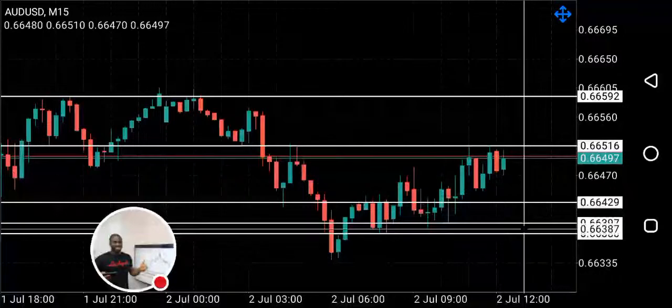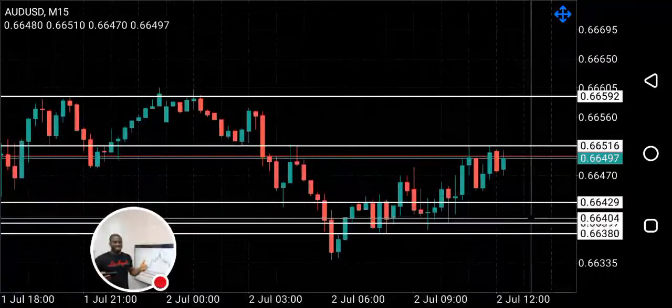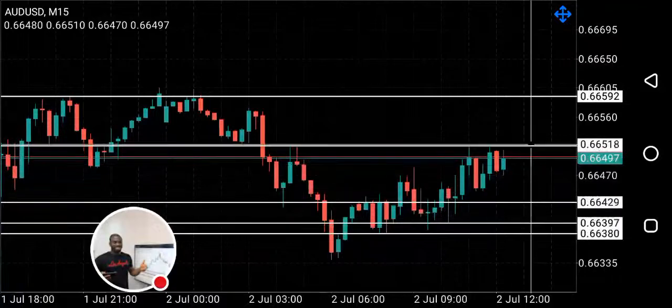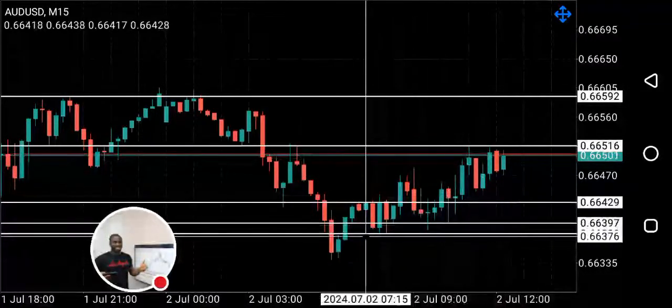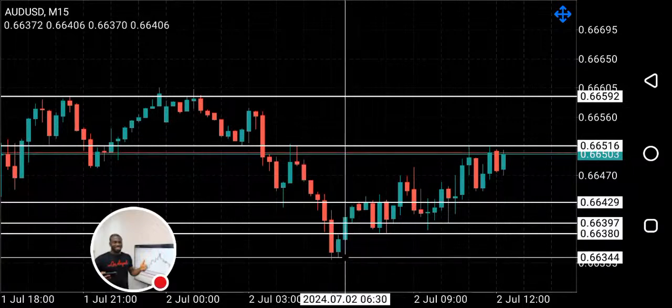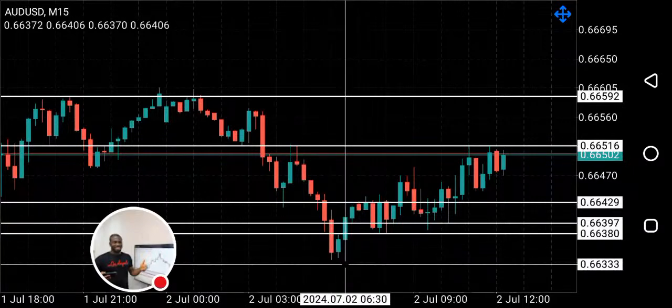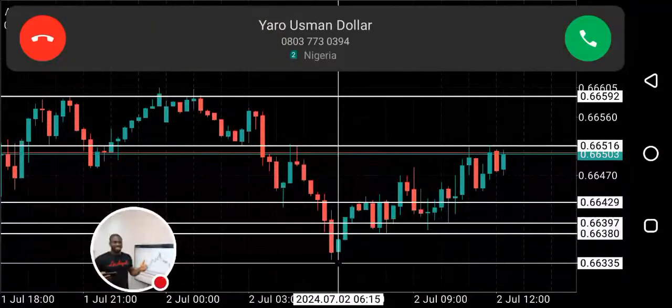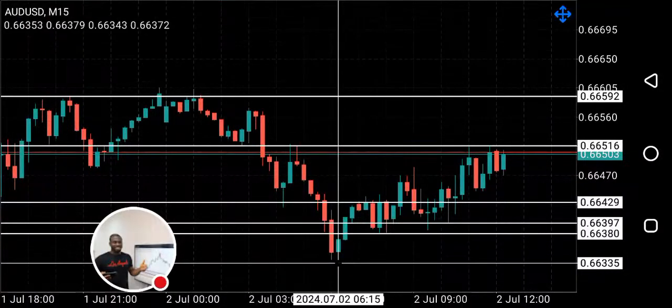Let's see if price will pull back to this zone. If it pulls back, it's okay. My stop loss is far below this level, so I have nothing to worry about. And if there's a strong rejection from that level, I can now adjust my SL to this level. But initially, my stop loss will be far from this low. I hope that is clear. That's my take on Australian dollar USD.